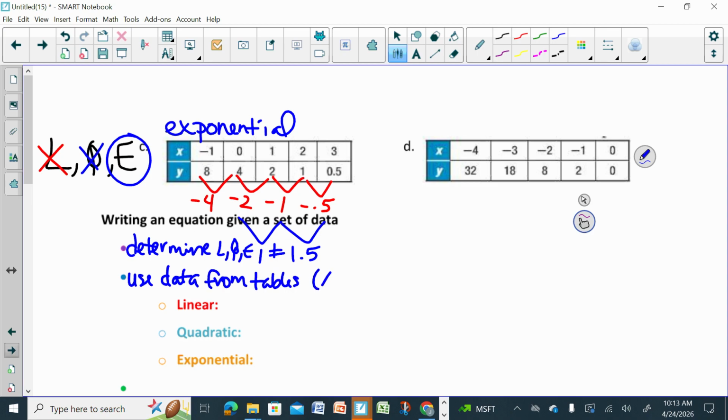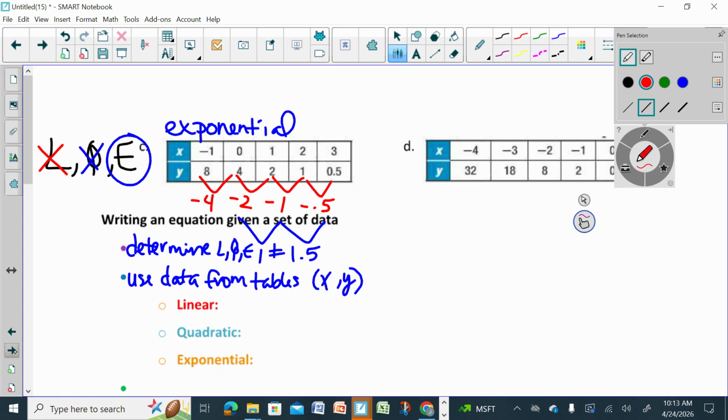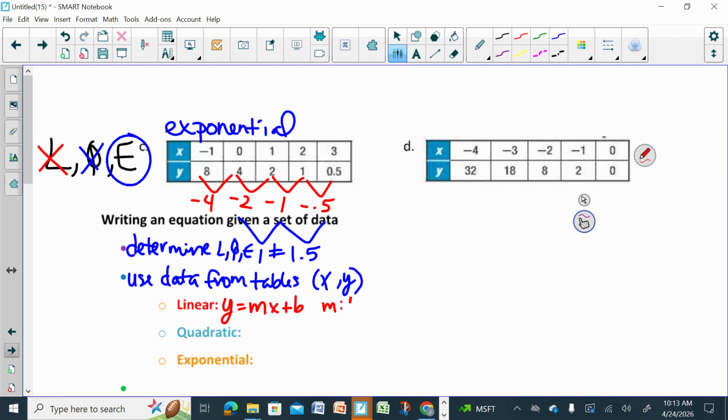So you're going to have to plug in an X and a Y to find some different things. Okay, so let me tell you the different things that we have to do. For a linear equation, your answer is going to be like this: y equals mx plus b. Well, you'll have m. Your m value is your first difference.